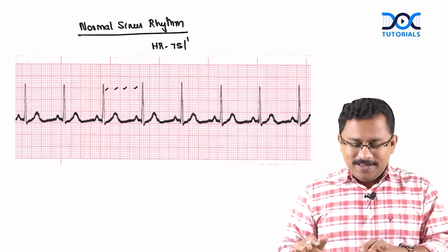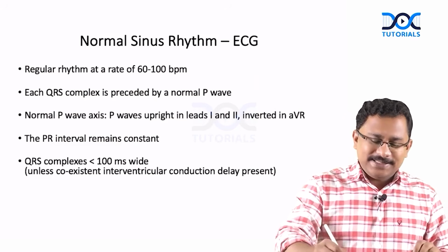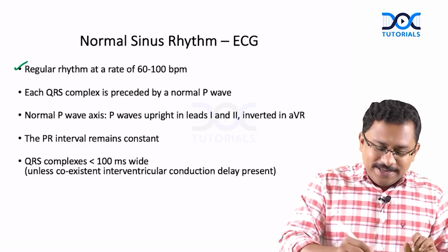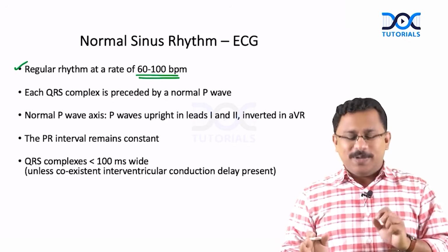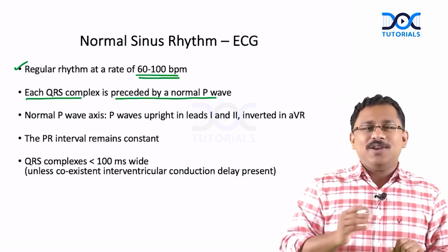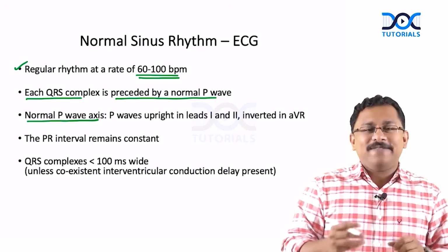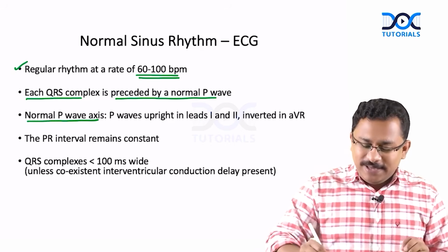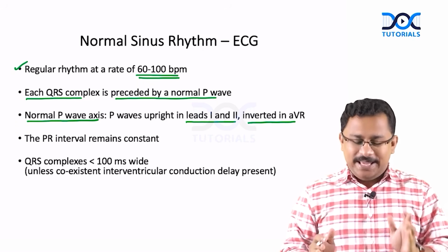Clear? Okay. Alright. So what are the features of a normal sinus rhythm in ECG? Let's just quickly recap. One, it is a regular rhythm at a rate of 60 to 100 beats per minute, and each QRS complex is preceded by a normal P wave, okay, and a normal P wave axis is there, which means you will have an upright P wave in leads 1 and 2 and an inverted P wave in lead AVR.